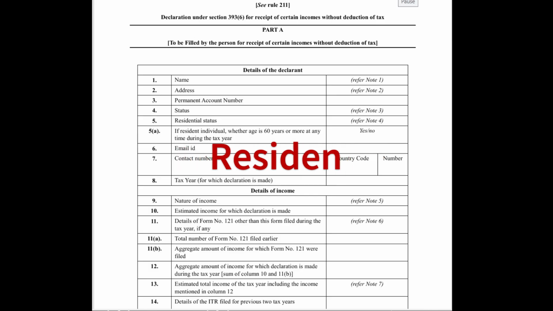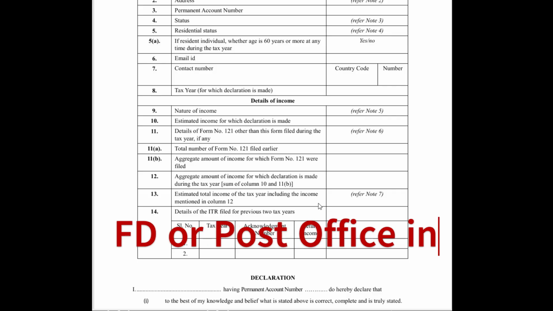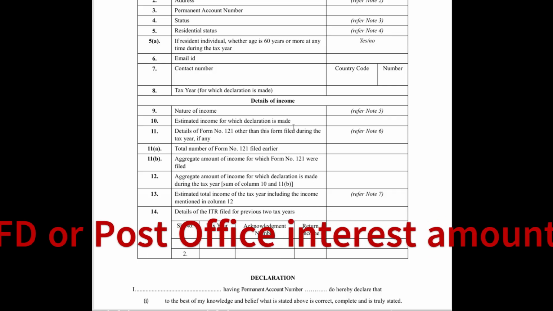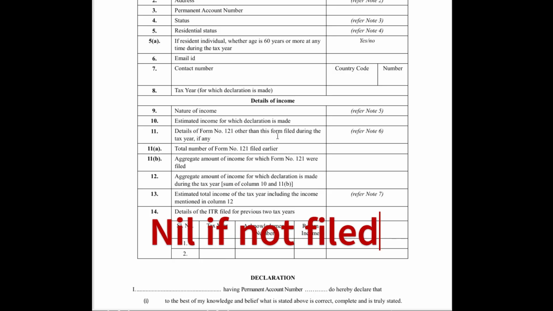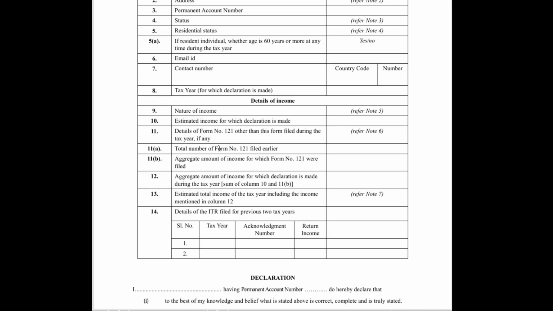All those details have to be included. And if a resident individual, whether the age is 60 years or more at any time during the tax year, you have to say yes or no. And then your email ID, contact number, country code, the tax year, and details of the income: nature of income, estimated income for which declaration is made, and details of Form 121 other than this form filed during the tax year. So that has to be provided.